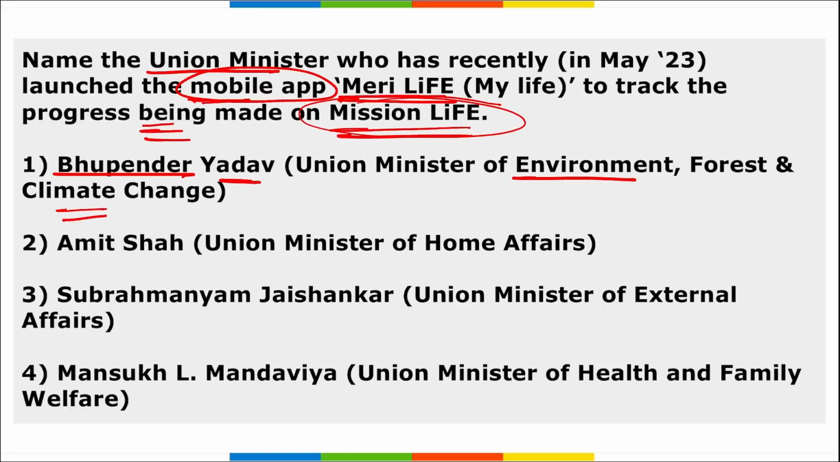And the aim of this is basically to activate youth action for climate change, so that the youth should also participate and take initiatives and do the needed amount that an individual can do for the environment, right? They can contribute individually, correct? So this Meri Life app will showcase the power of citizens, especially young people, in saving our environment. So the correct option is option 1.